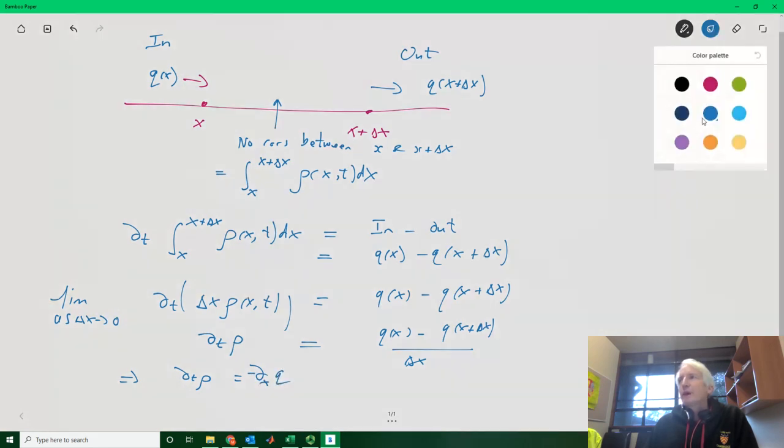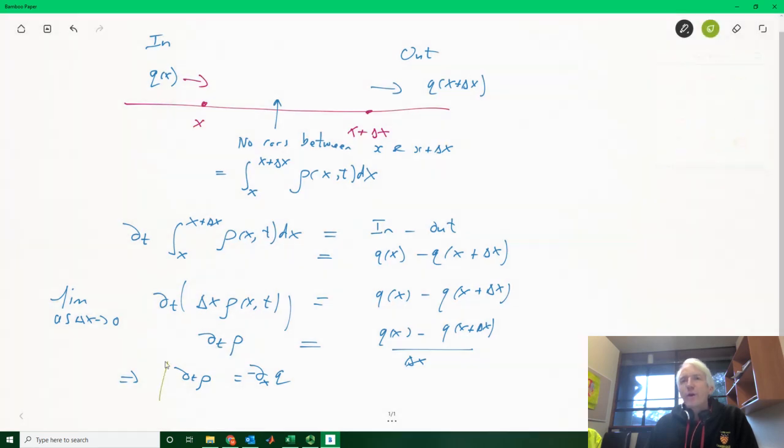That must be true, basically. Otherwise cars are crashing, or driving off the side of the road, or disappearing by aliens sucking them out or something like that. Other than that, that equation has to be true. And we normally write it as the partial of rho with respect to t, plus the partial of Q with respect to x, equals 0. Okay, so equivalently.